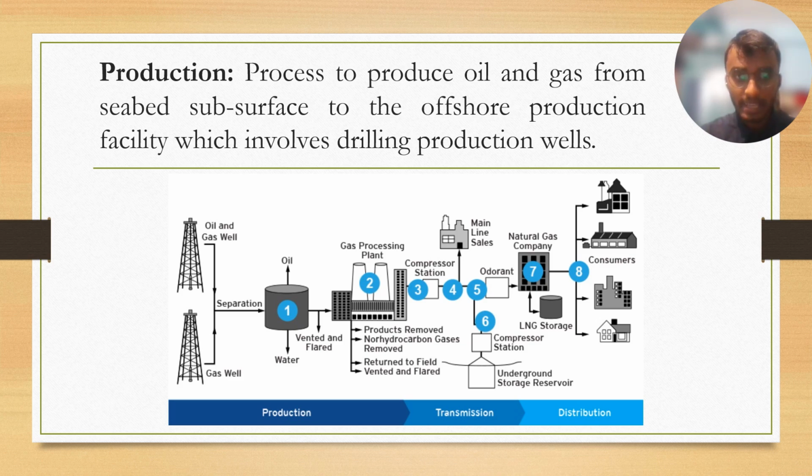After the oil and gas reaches the offshore production facility, it will then proceed to further separation of oil, gas and water before exporting to an onshore processing facility for the next step in the oil and gas refining process.